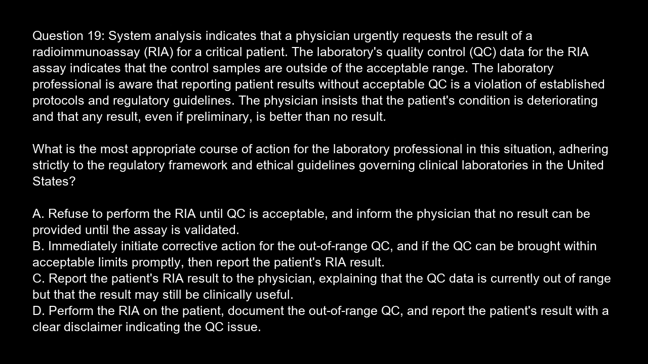Option A. Refuse to perform the RIA until QC is acceptable, and inform the physician that no result can be provided until the assay is validated. Option B. Immediately initiate corrective action for the out-of-range QC, and if the QC can be brought within acceptable limits promptly, then report the patient's RIA result. Option C. Report the patient's RIA result to the physician, explaining that the QC data is currently out of range but that the result may still be clinically useful. Option D. Perform the RIA on the patient, document the out-of-range QC, and report the patient's result with a clear disclaimer indicating the QC issue.